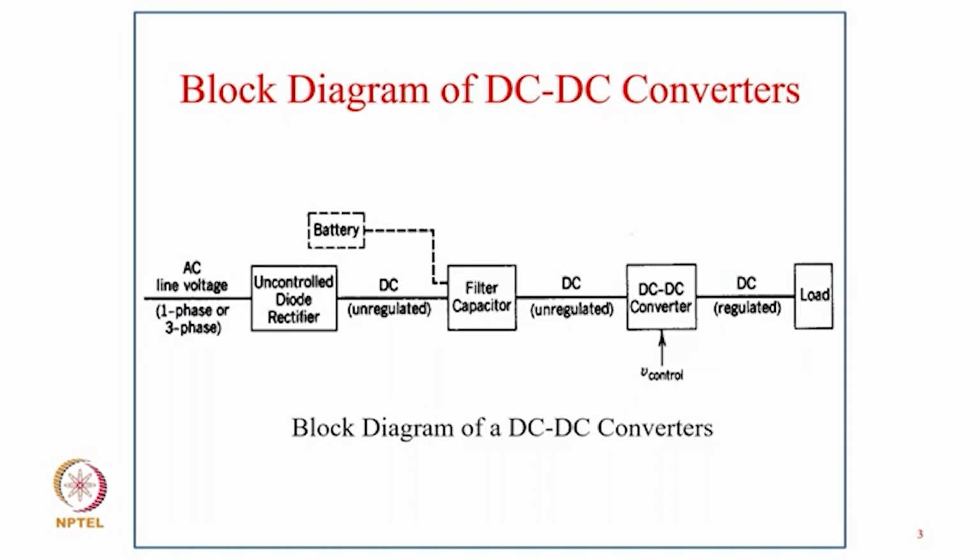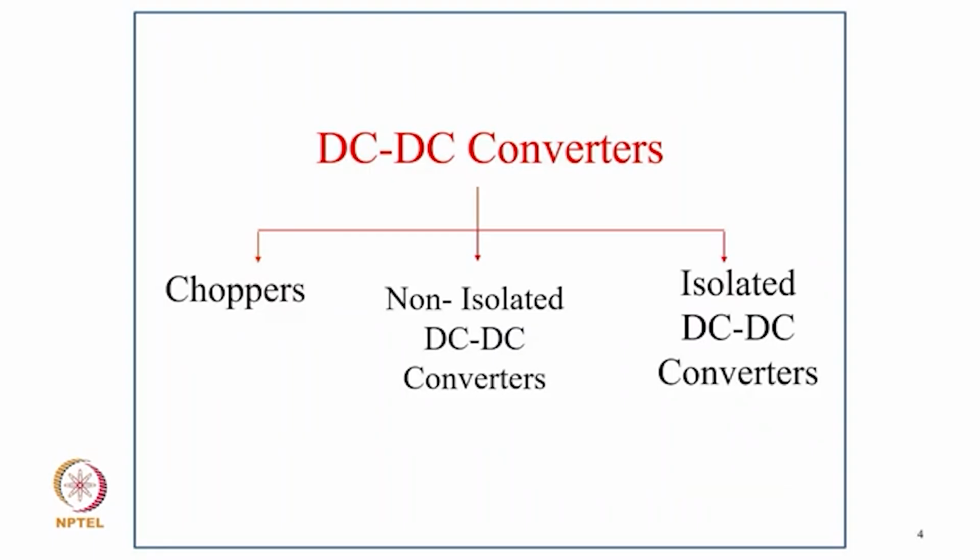Normally they are used along with a single phase or three phase supply, which uses an uncontrolled rectifier. After that we have a filter, and then we use the DC converter to feed the regulated DC power to the load. The DC-DC converters we normally classify into three categories.